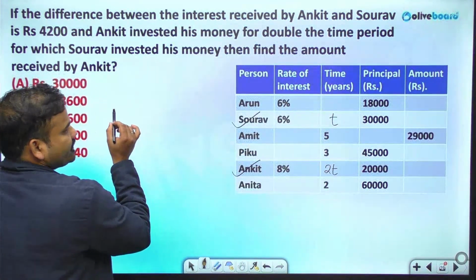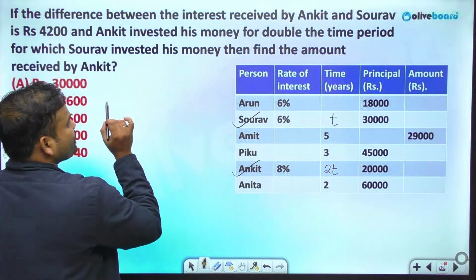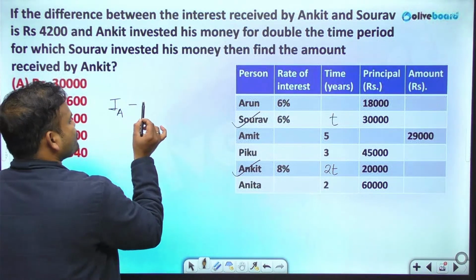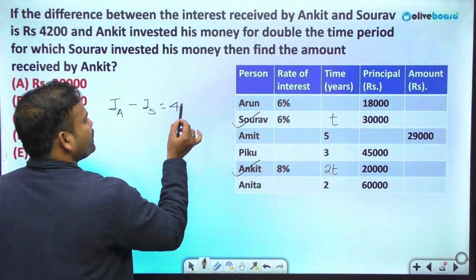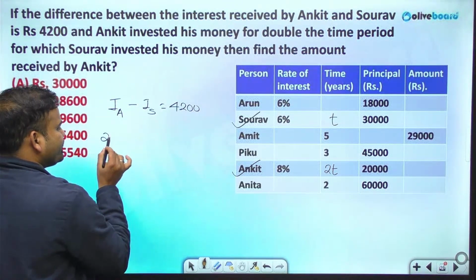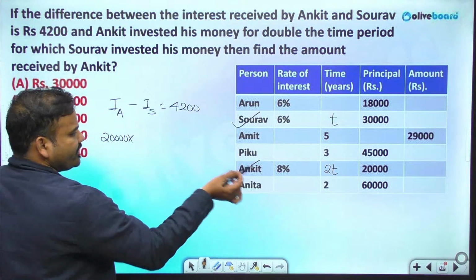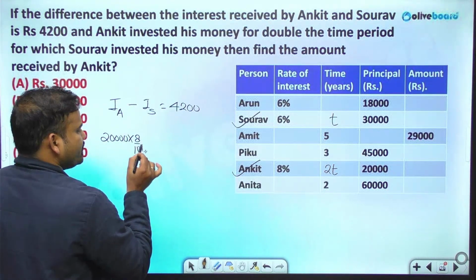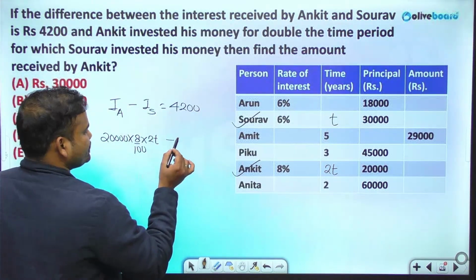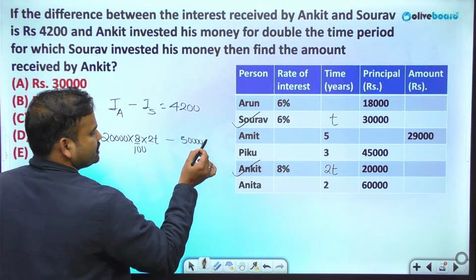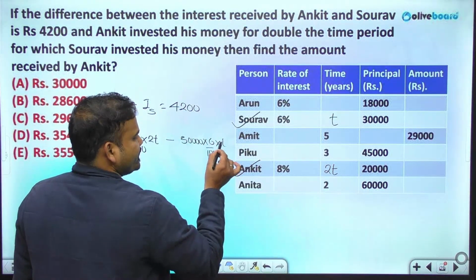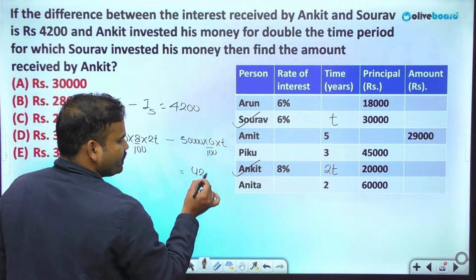Basically the question says the difference of interest is given, that is 4200. So interest of Ankit minus interest of Saurav is nothing but 4200. For Ankit, the principal is 20,000. Rate of interest is 8% and tenure is 2T. For Saurav, the principal is 30,000. Rate of interest is 6%. Tenure is T years. And this particular difference is 4200.